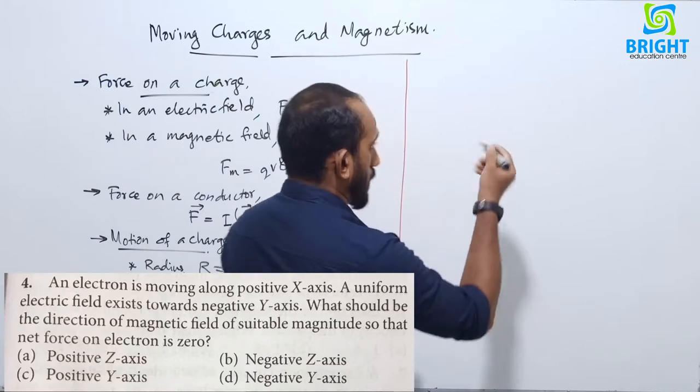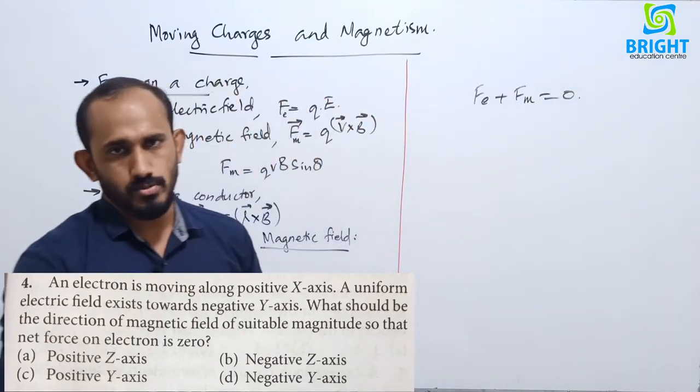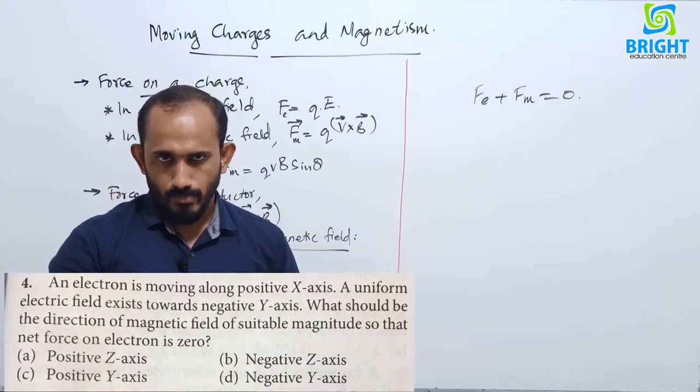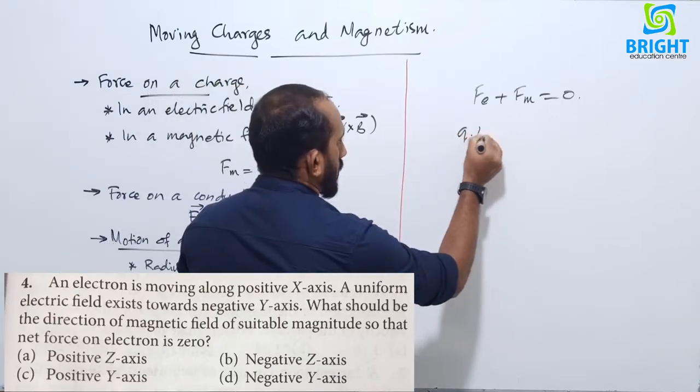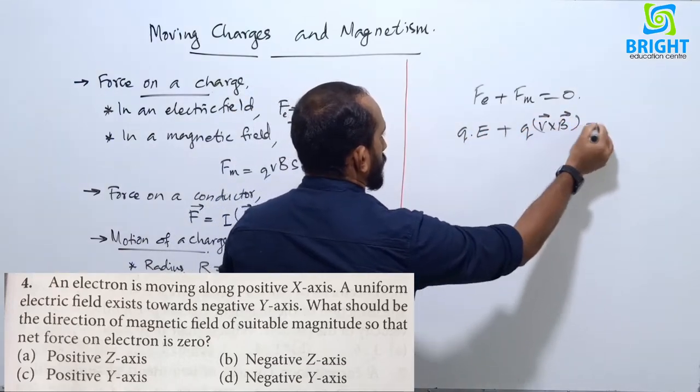See, one question we can do here. It says that an electron is moving along the positive x-axis. A uniform electric field exists towards the negative y-axis. What should be the direction of the magnetic field of suitable magnitude so that the net force on the electron is zero? So here we have to combine two fields, electric field as well as magnetic field. Net force zero means Fe plus Fm equals zero on this charge. The electron is moving along the positive x-axis. So Fe we have is Q E, plus Fm we have Q into V cross B. This total is equal to zero.